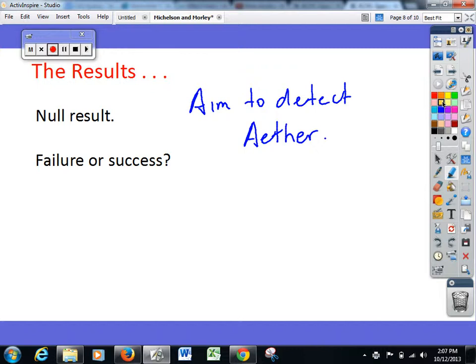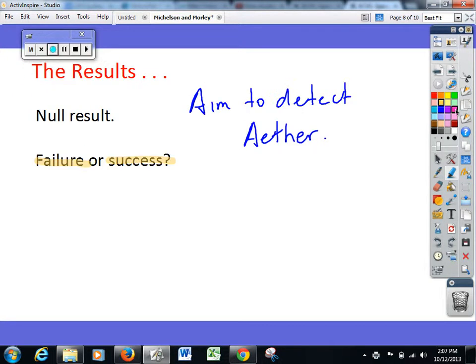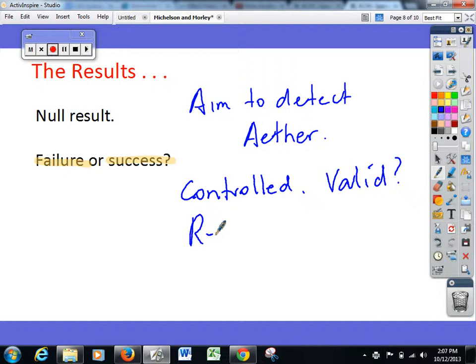This leads us to the question, was this a failure or was this a success, this experiment? And after a period of time, we declare it a success. Now, remembering that there were critics at the time saying, well, maybe it was not controlled as well as it could be. Was it valid, in other words? They also called into question its resolving power, its sensitivity. Was it sensitive enough to see any change because of the speed of light involved?